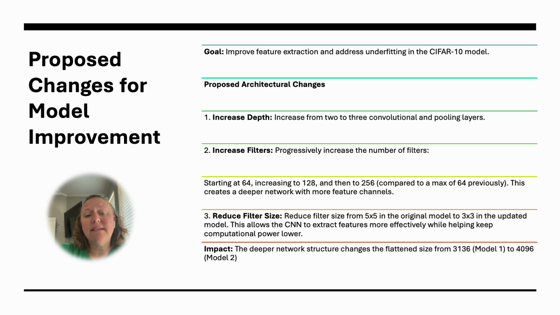The third thing that I did, I reduced the kernel size from 5 by 5 to 3 by 3. Using smaller kernels is more computationally efficient and has been shown to be more effective in modern architectures. They allow the network to build complex features through multiple layers rather than trying to capture everything in larger filters.